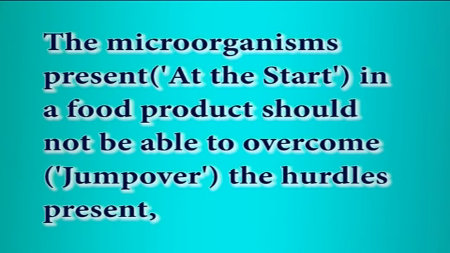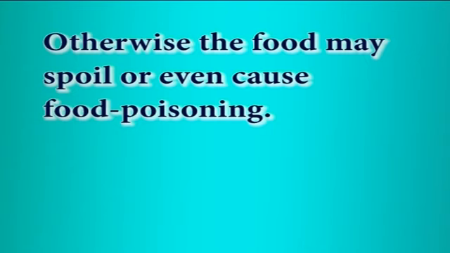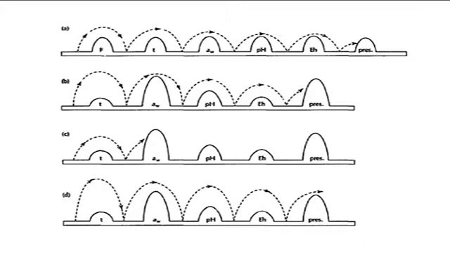The microorganisms present at the start in a food product should not be able to overcome, that is, jump over the hurdles present, otherwise the food may spoil or even cause food poisoning. When multiple methods are introduced in smaller doses so as to preserve the sensory and the nutritional quality of food, the microorganisms present cannot overcome these hurdles, and thus the food becomes microbiologically stable and safe.